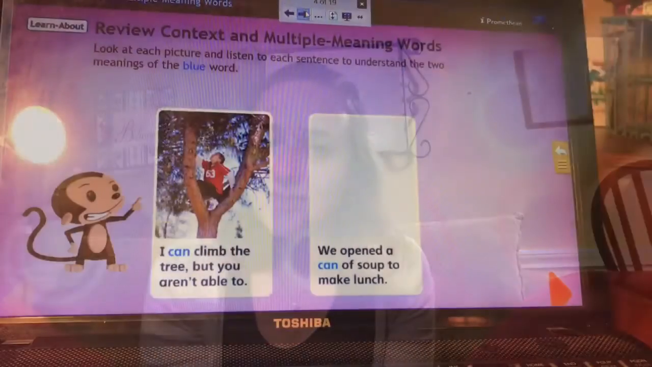Let's take a look at some more multiple meaning words. And coming up pretty soon, you're going to need a piece of paper and a pencil so you can write a few sentences. So get those handy, and I'll see you in a second.